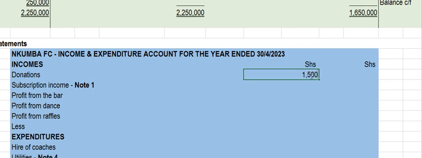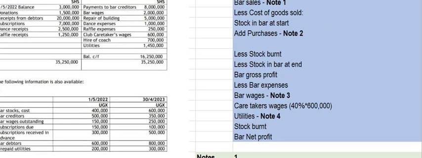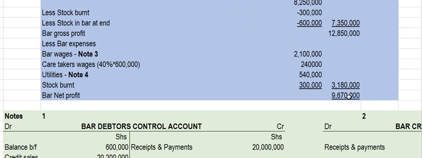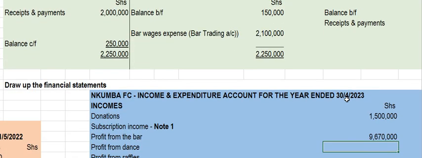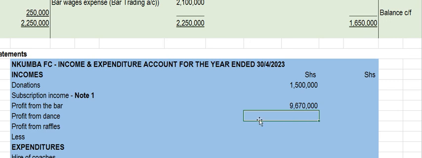Donations, received donations. We have the profit from the bar. Profit from the bar, because I told you that the profit from the bar is an income to the football club. This football club is running a profitable bar, so we have profit from the bar.